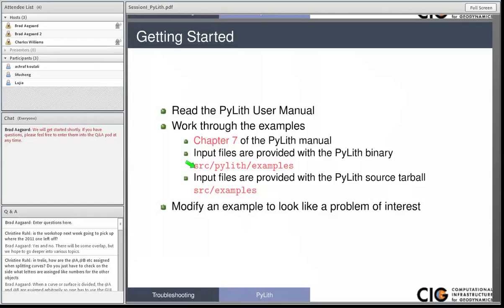So that's it for the slides that we have, and we'll spend the rest of this first session looking at a problem. We'll run through Cubit, PyLith, and then ParaView. At this time, if anybody has any questions, feel free to type them in, and we'll take a look at that as we switch over to getting set up to run a problem for you.